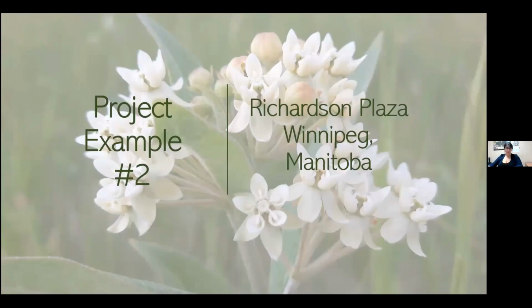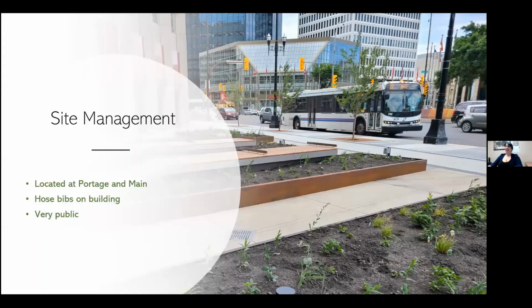So this next example is the Richardson Plaza, downtown Winnipeg. So you've likely seen it on the news at some point in time. It's a pretty famous intersection, very public, has been continuously used for a long time, but very busy. So you can imagine that we were constantly dealing with people on site and parking and those kinds of things.